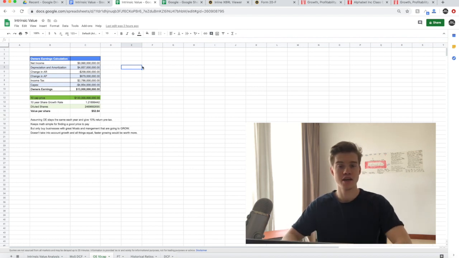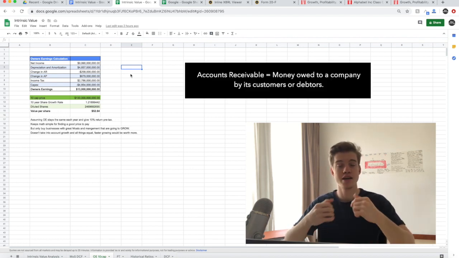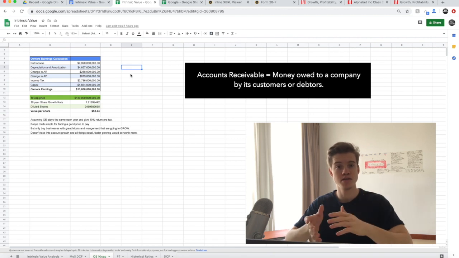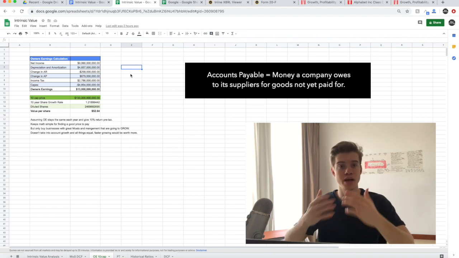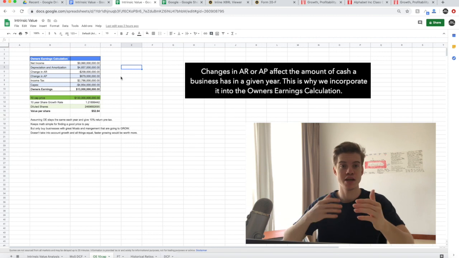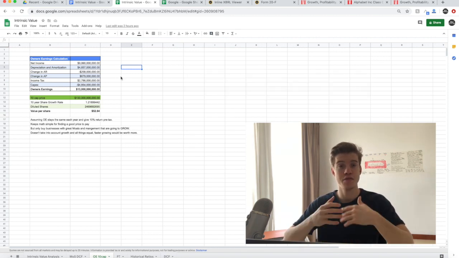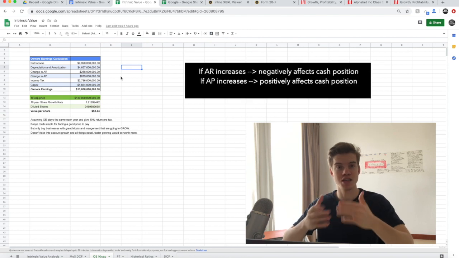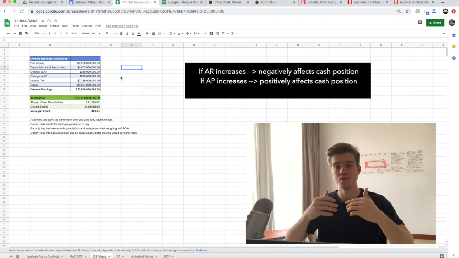You then also have to take into account changes in accounts receivable. Accounts receivable is the money that is owed to the business, and accounts payable is the money that the business has to pay to its suppliers. Changes in these accounts receivable and accounts payable do affect the amount of cash that a business has in a given year. If accounts receivable goes up, it negatively affects their cash position because they're owed more money, which they still haven't received. However, if accounts payable goes up, they're in a good position because they haven't yet paid that cash to suppliers, so they're in a good cash position.